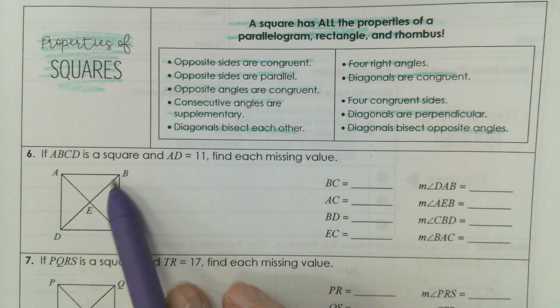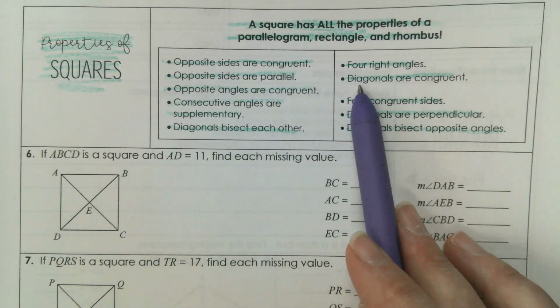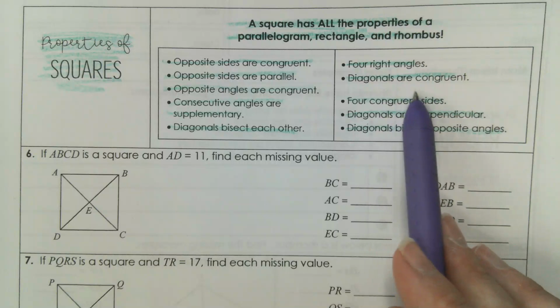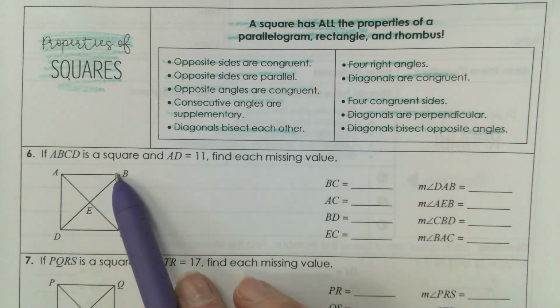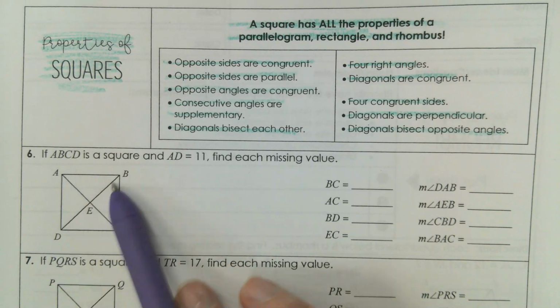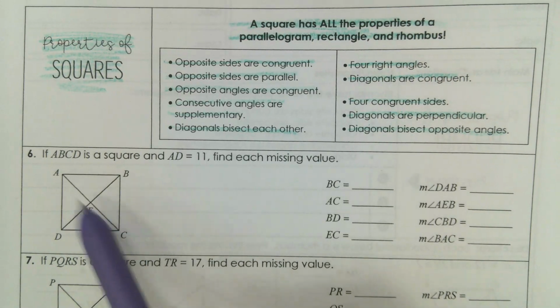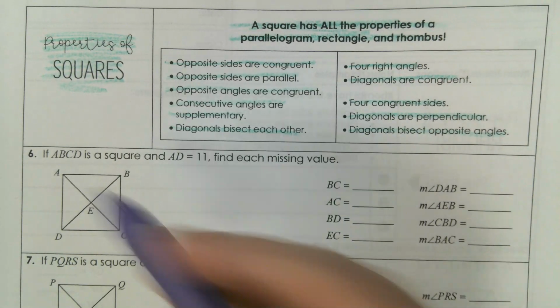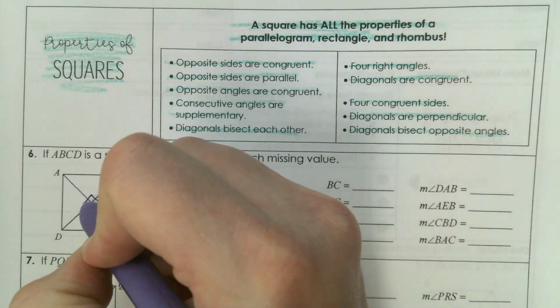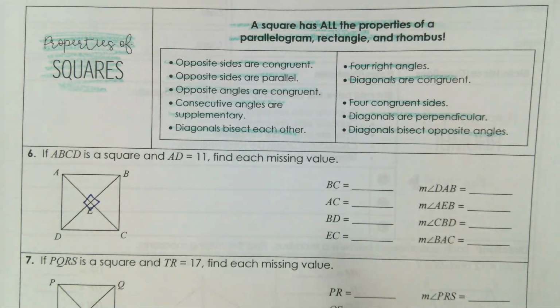Diagonals bisect each other, so these two and these two are the same. For right angles, diagonals are congruent. So when we square up these to 90 degrees and make these sides equal, it does make our diagonals equal. Diagonals are perpendicular, so I'm going to go ahead and mark those 90-degree angles real quick. And diagonals bisect opposite angles.